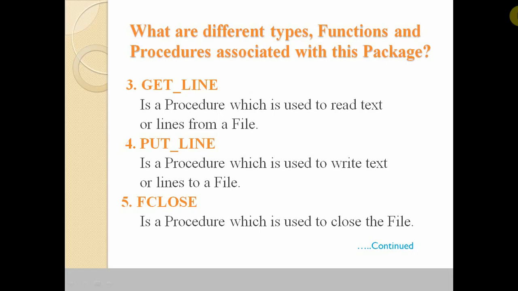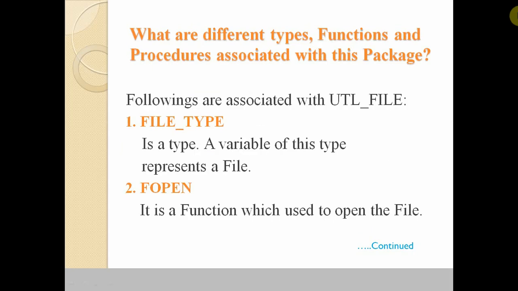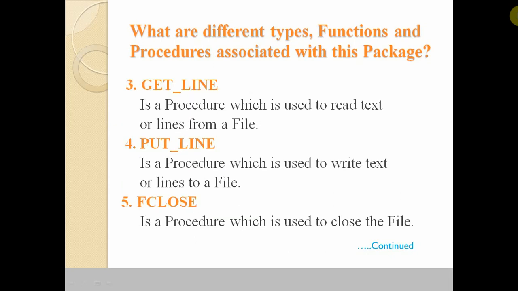Number four is PUT_LINE. PUT_LINE is also a procedure, by which we can write text or lines into a file. To read text or lines from a file, we use the GET_LINE procedure, and to write into the file we use the PUT_LINE procedure. Number five is FCLOSE. FCLOSE is a procedure used to close the file. FOPEN opens the file, and FCLOSE closes it. Once a file is opened, we have to close it.